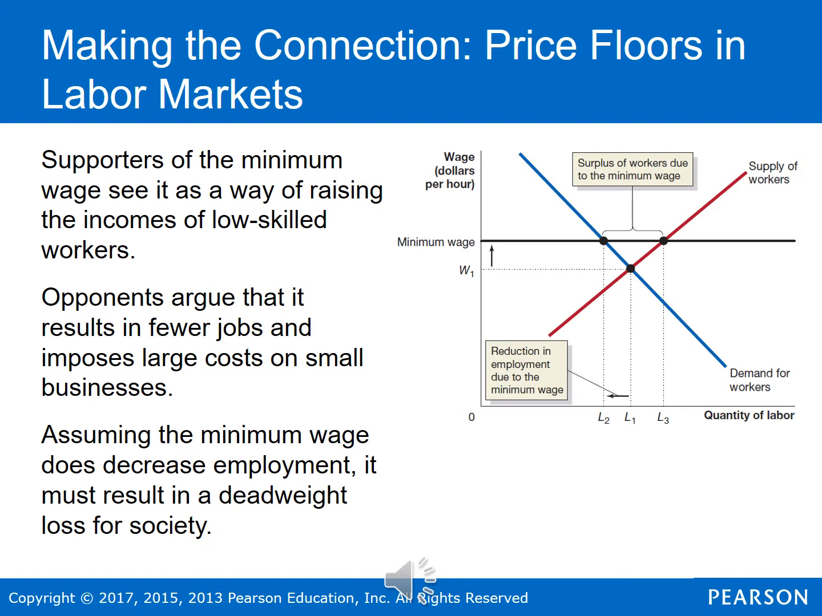We also end up with a deadweight loss. So the two triangles between L1 and L2 and the supply and demand curves, those are deadweight loss. That's the economic surplus that could be gained by individuals working at the minimum wage, but they are unable to find a job. They don't find employment because of the new higher minimum wage.